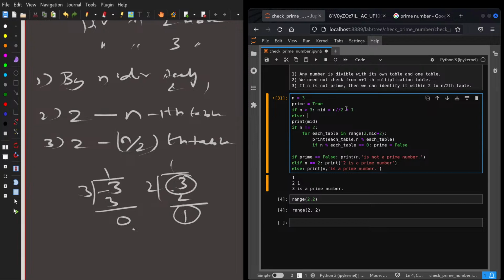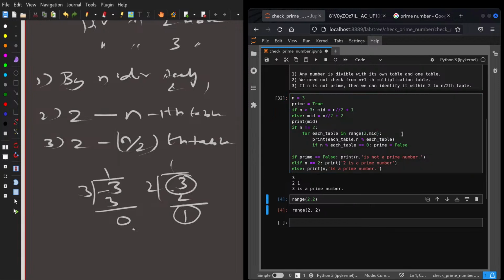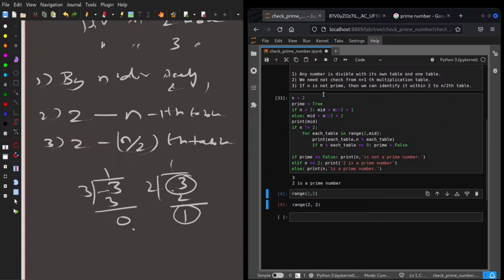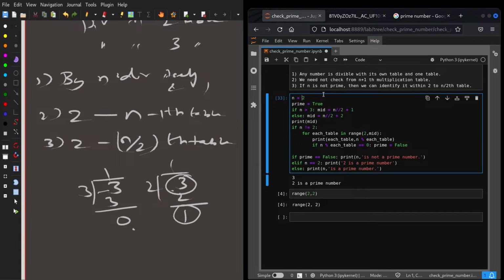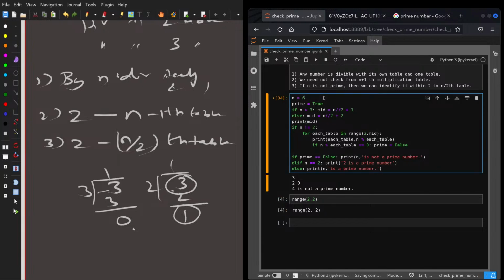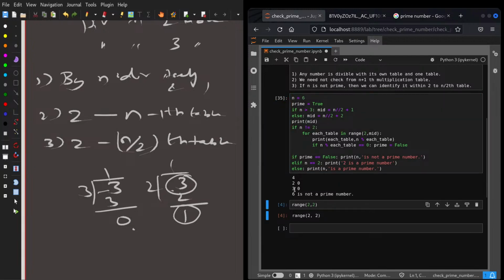If, let's see, and let's remove +2 from here. Okay, for 3, it's executing. For 2, correctly executing. For 4, we want it executed till 2. Okay, it's also right. Now for 6, it should check till 3. Okay, it's checking till 3. Okay, fine. It's working, right?